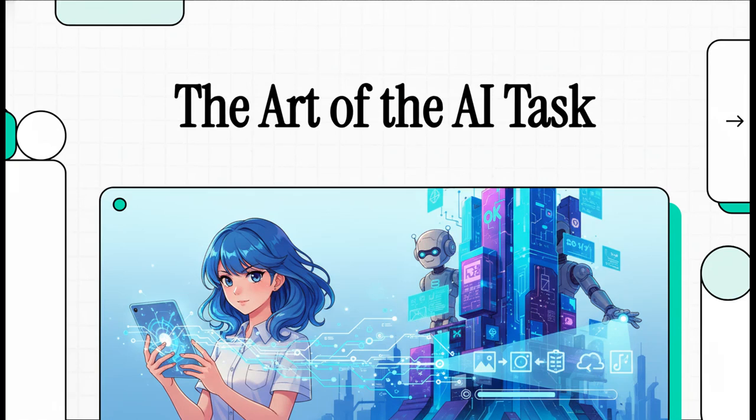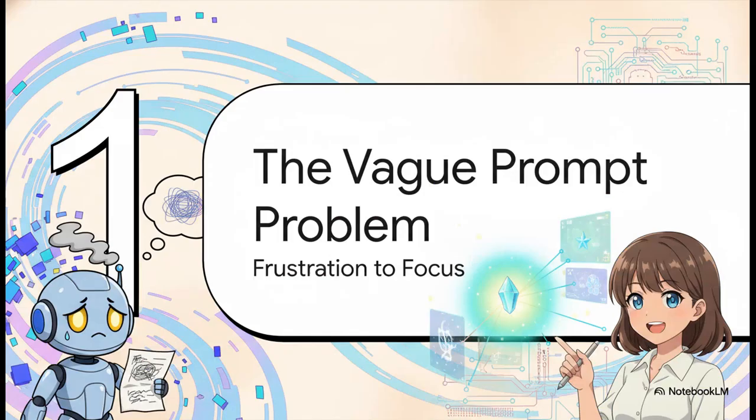So you're using generative AI, and you know it can be a total game changer, right? But getting it to give you exactly what you need, that's a whole different story. In this explainer, we're going to break down how to go from these kind of vague requests to precision prompts that actually deliver powerful results. Let's get into it.